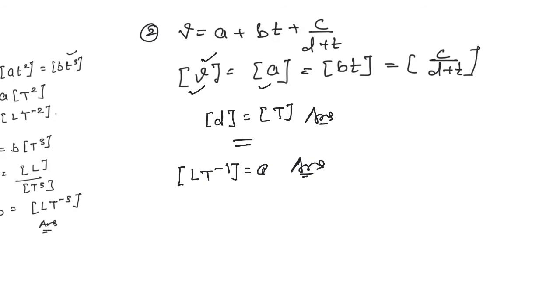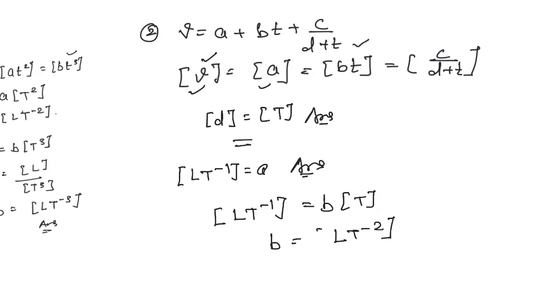If you compare v with bt, so what is v? That is LT minus 1. D we don't know. What is time? T. So B equals LT minus 2. This is our second one, the third one.